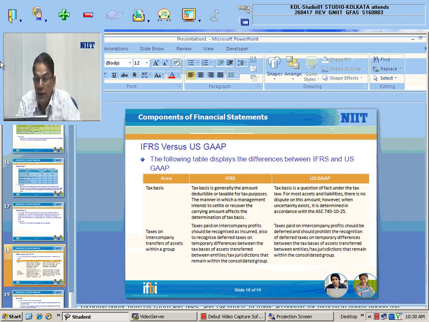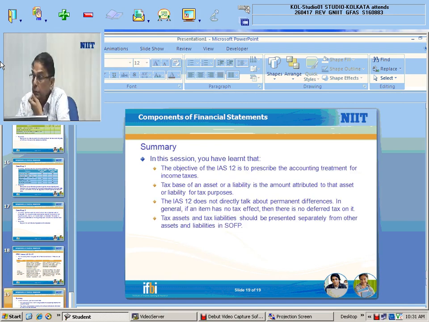Whereas US GAAP requires that taxes paid on intercompany profits should be deferred and prohibits the recognition of deferred taxes on temporary differences between the tax basis of the assets transferred between entities or tax jurisdictions that remain within the consolidated group. So these are the areas of difference between IFRS and US GAAP so far as accounting for current tax and deferred taxes are concerned. Any questions? Otherwise we will move to the next lesson, which is on currency.